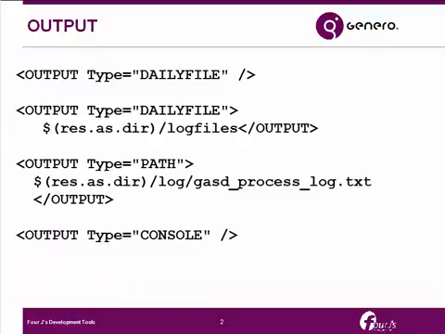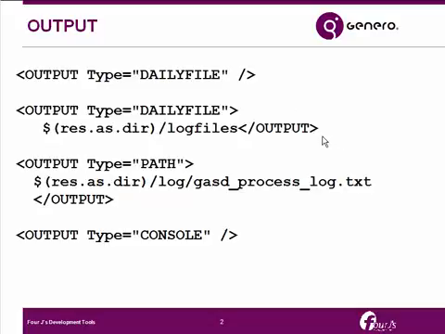The output element identifies where the log file is written to. If the output type is set to daily file, the log file is written to a timestamp name log file in the fglasdir/log directory. Each day, a new log file is started whose name reflects the current date. You can also specify an alternate directory for your daily log files.